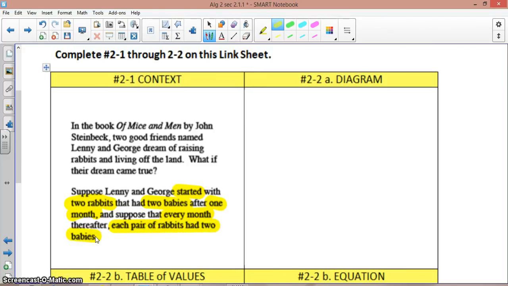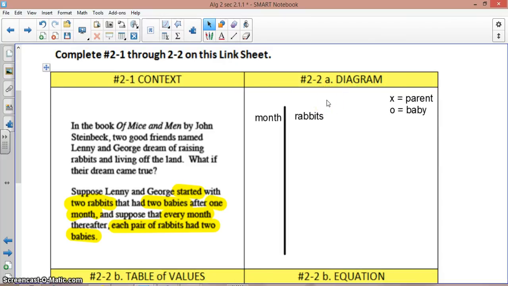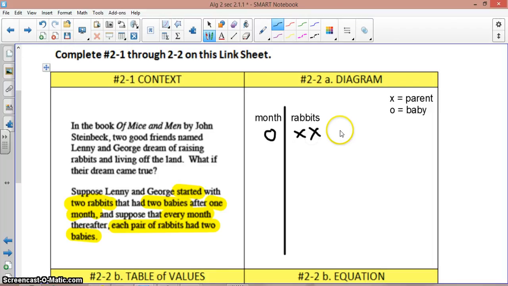So we first want to figure out how this is growing, and to do that we're going to create a diagram. And in the diagram we're going to have to come up with a key. So I'm going to say that X represents 1 parent, and O represents 1 baby. As we start here, month 0, the start, says we started with 2 rabbits. So we're going to have just the 2 parents, 2 X's, for a total of 2 rabbits to start.